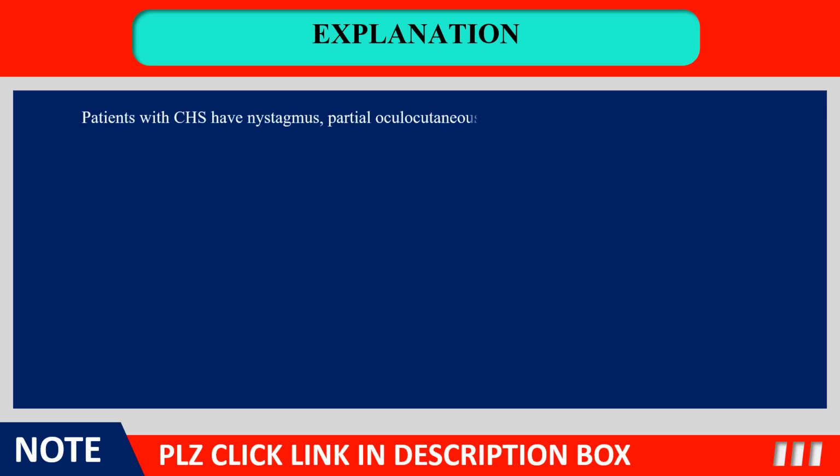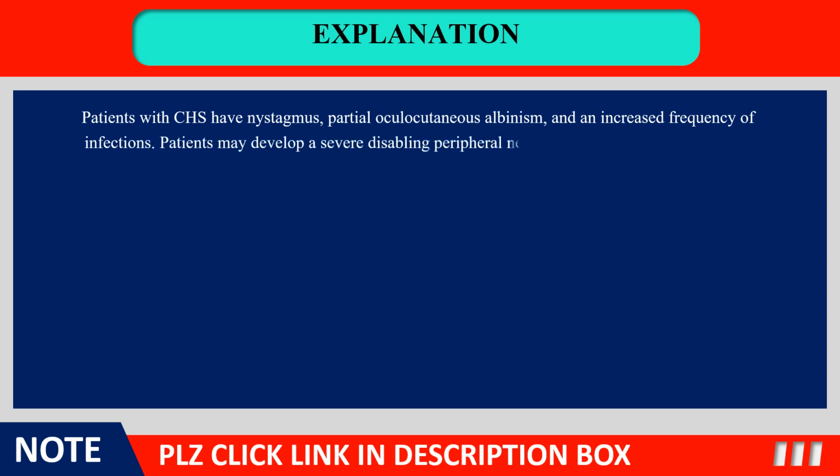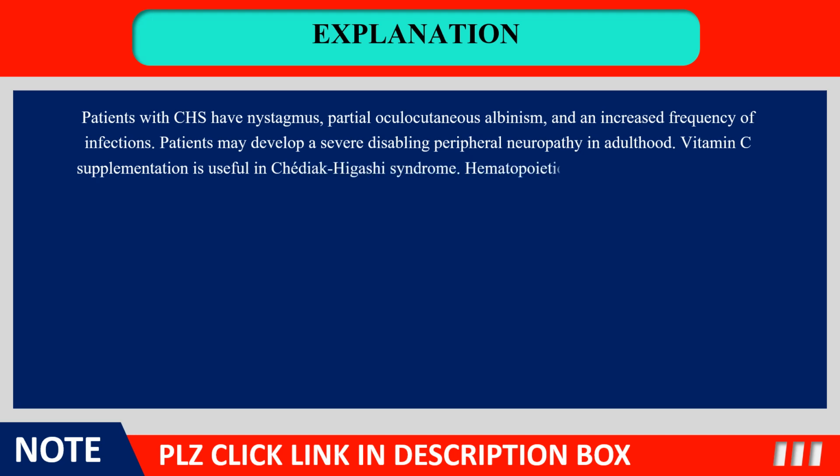Patients with Chediak-Higashi syndrome have nystagmus, partial oculocutaneous albinism, and an increased frequency of infections. Patients may develop a severe disabling peripheral neuropathy in adulthood. Vitamin C supplementation is useful in Chediak-Higashi syndrome. Hematopoietic cell transplantation can cure the patients of Chediak-Higashi syndrome.